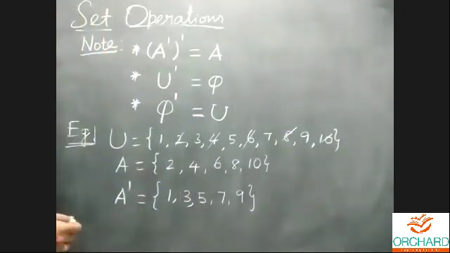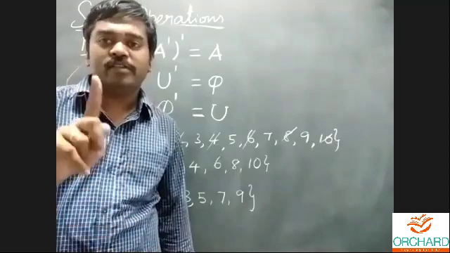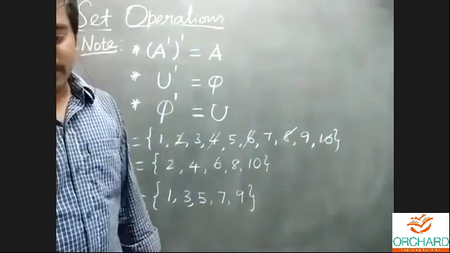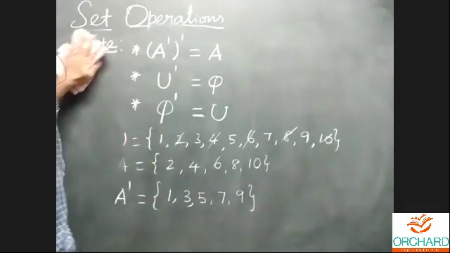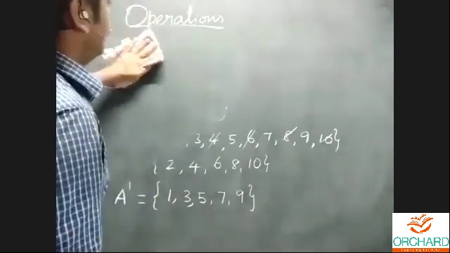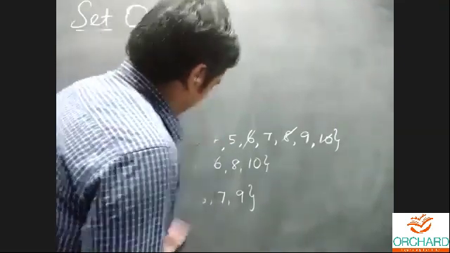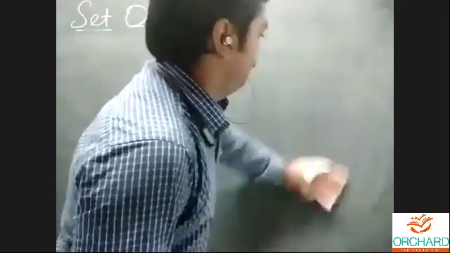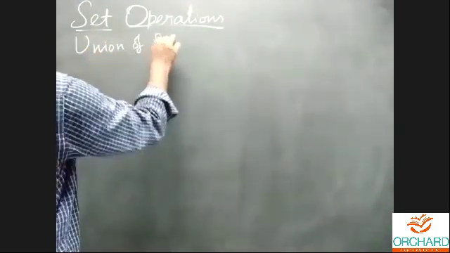And next one, union of sets. Next thing I'll explain union of sets and intersection of sets, and then I'll combine them with a single example. Now we'll move on to union of sets and intersection of sets. Next idea is union of sets.